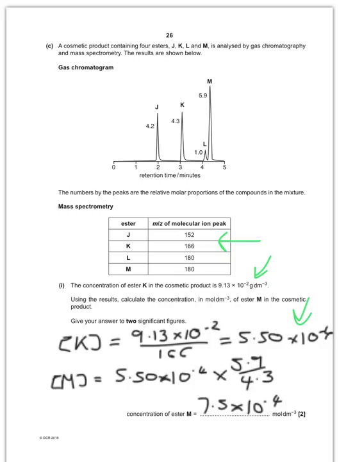And then it's just a matter of using your relative intensities to scale that up. So M is 5.9, K is 4.3. So if you times by 5.9 over 4.3, you get 7.5 times 10 to the minus 4 moles per decimeter cubed.